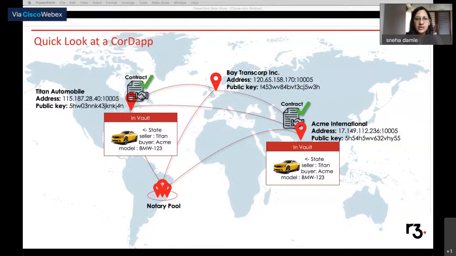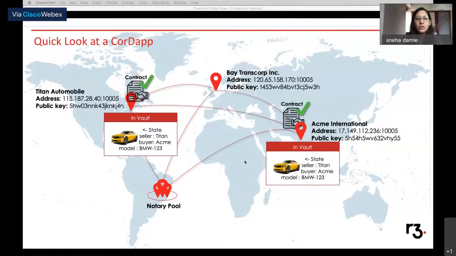Now, one obvious question is, Ashutosh did mention to you that data is only distributed on the network on a need-to-know basis. He also touched at a very high level on how double spends are prevented. So what do you think? How do we prevent someone from transferring the same digital asset, let's say the same car, to one party and then turning around and transferring it to another party? How can we prevent this?